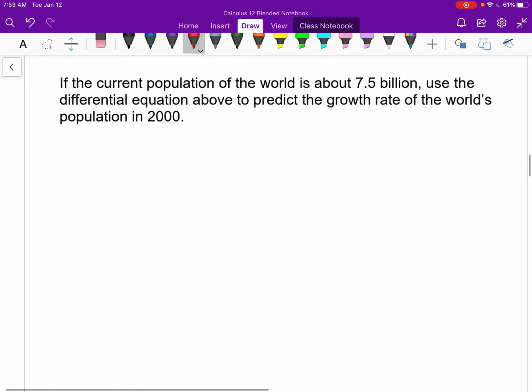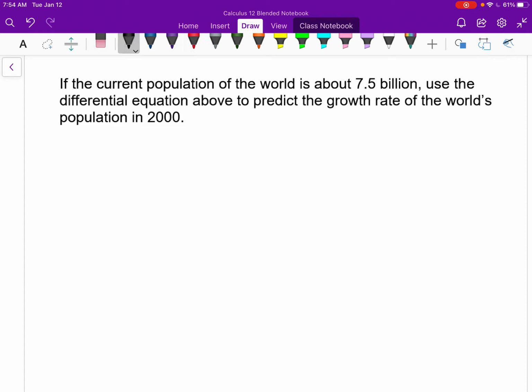Okay, one more question about this. If the current population of the world is about 7.5 billion, use the differential equation above to predict the growth rate of the world's population in 2000. So in the year 2000, what was the growth rate of the world's population? Now you may want to say 1.1%, which is partially there, but 1.1% of what? In the year 2000, how quickly was the world population growing?